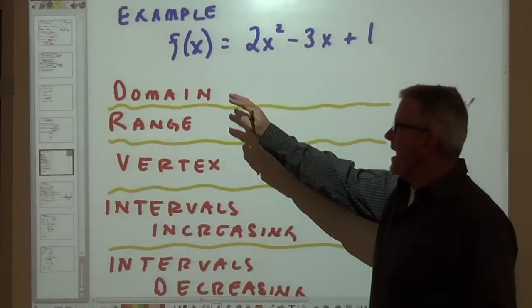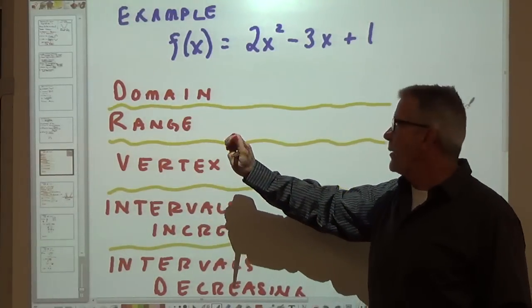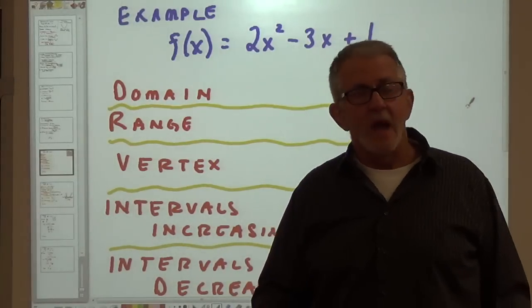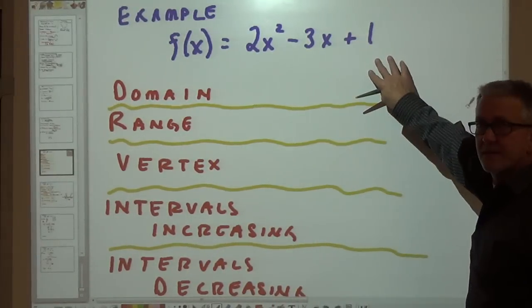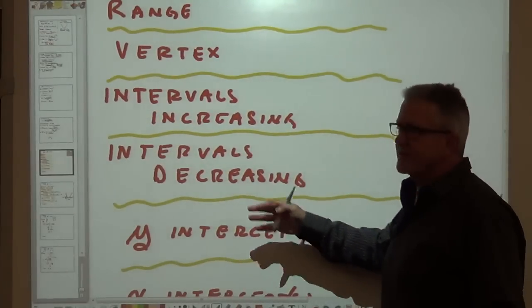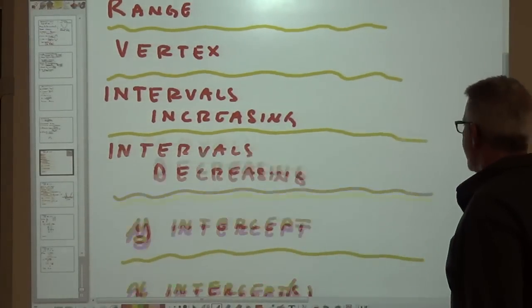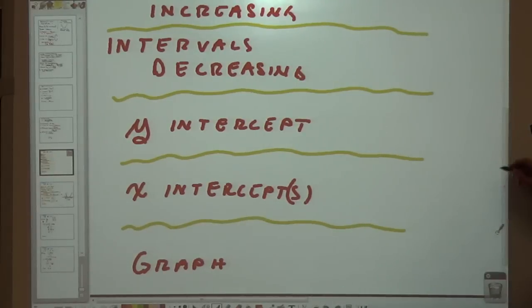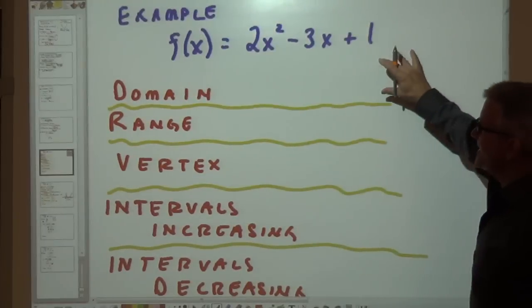I want to find the domain. I want to find the range. I want to find the vertex. I want to find the intervals where that graph is increasing. I want to find an interval where the graph of this function is decreasing. I want to find the y-intercept of that function. I want to find the x-intercepts of that function, and I'm going to come up with a graph of it. Okay?